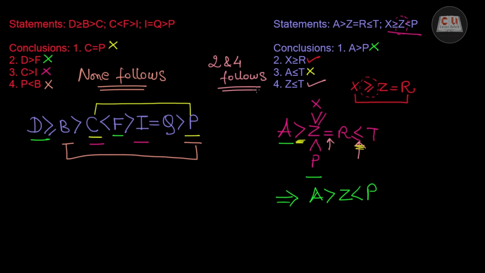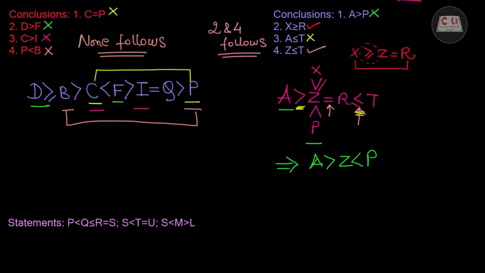Alright, that is how you are going to solve all these questions which have multiple statements: form one single branch structure, or it is going to be a straight structure. It will depend on the question, and then decide for the conclusions and pick the options. Alright, let's do one more.